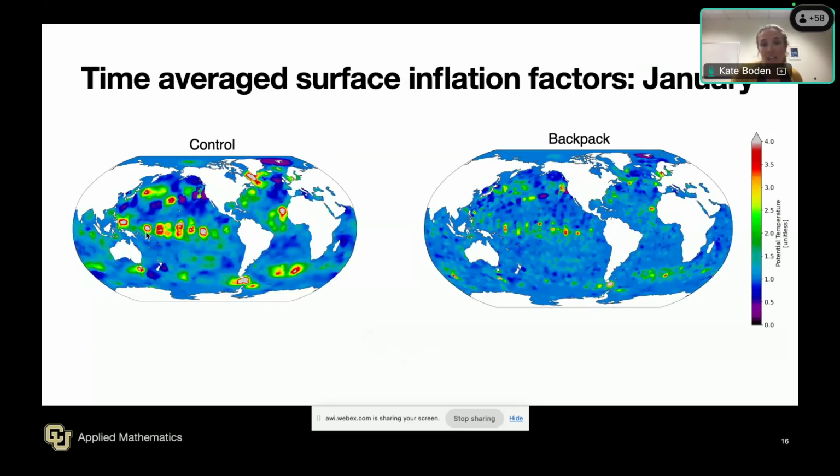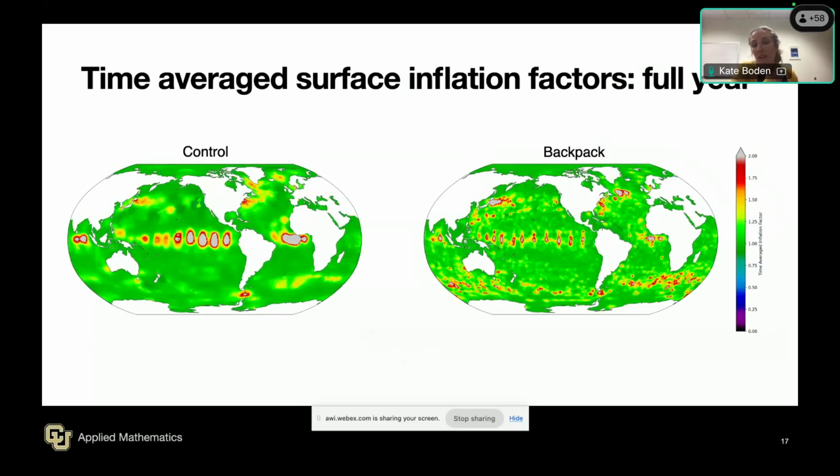And for the control, it certainly is a lot larger than it is for the backscatter case. And that's just because we need more inflation to add more variability into our control simulation. However, I just showed you January because that's when we have a lot of bias that we need to correct for. But once that's corrected for, it looks kind of like a wash to me, the difference between the control and the backpack.